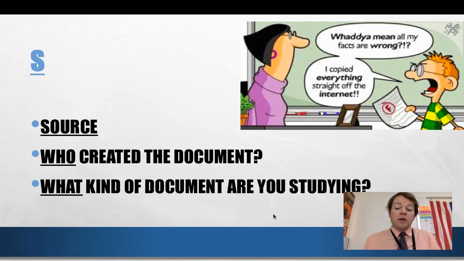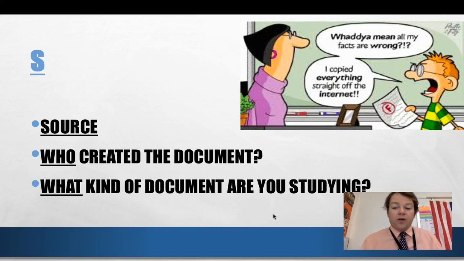Probably going to talk about something to do with the American Revolution or something about being the first president, because that's what he was known for. All right, and that's going to help you make sense of what you're reading. It's going to help you with some pre-reading. So when you go to find the source, you got to ask yourself two questions. First question is, who created the document?